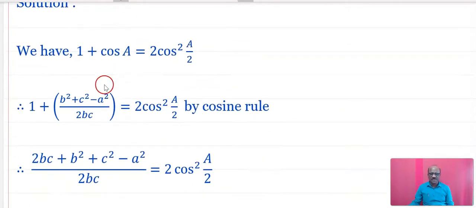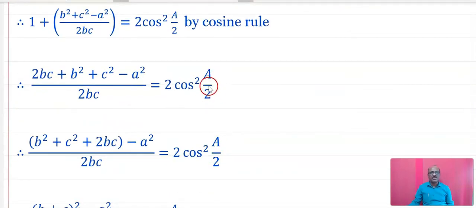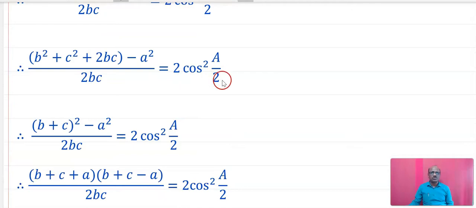Next is cos of A by 2 is equal to root of s into s minus a upon bc. We have 1 plus cos A is equal to 2 cos square A by 2. Substitute the value of cos A, which is b square plus c square minus a square upon 2bc, is equal to 2 cos square A by 2. And then simplify this, that is 2bc plus b square plus c square minus a square upon 2bc is equal to 2 cos square A by 2. Again the simplification: b square plus c square plus 2bc minus a square upon 2bc is equal to 2 cos square A by 2. Again this is nothing but b plus c bracket square minus a square upon 2bc is equal to 2 cos square A by 2.